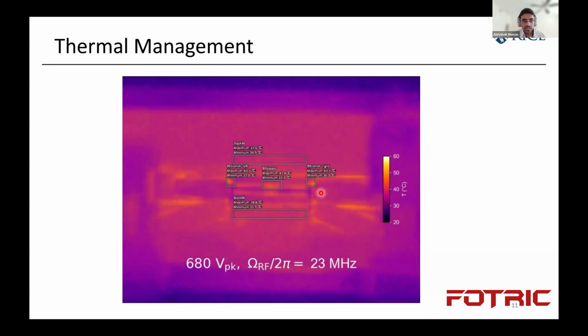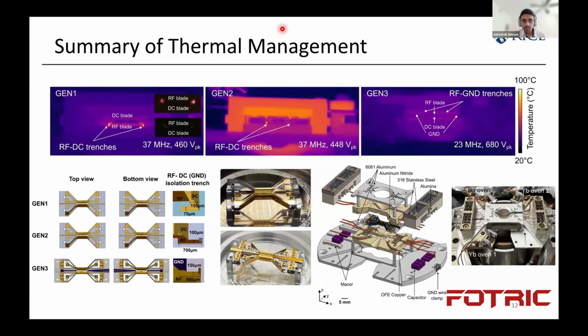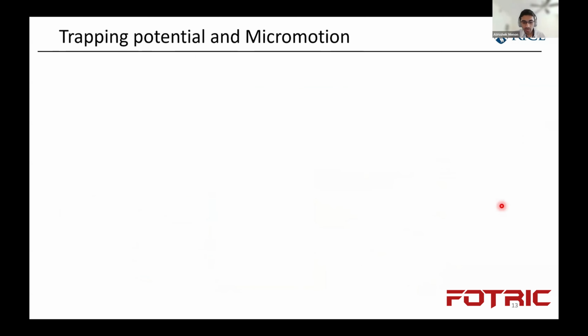And just to summarize, the overall thermal management that we have here. This is an overview of the development and the reduction of hotspots, and we improve the trench design generationally. And this is how it looks in the CAD model and also in the final implementation with the aluminum and aluminum nitride for better heat sinking. So now we can go into the microscopic characterization of the trap.